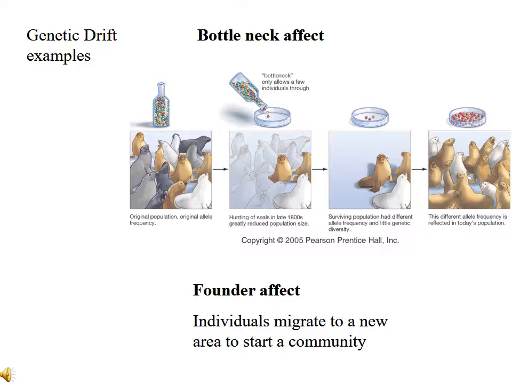The founder effect is also an example of genetic drift. For example, if a group of individuals decide to move from one area to another area, they're carrying a small sample of their genetic material. So when this happens and the new colony is formed, they have less diversity and therefore they're much more susceptible to disease.